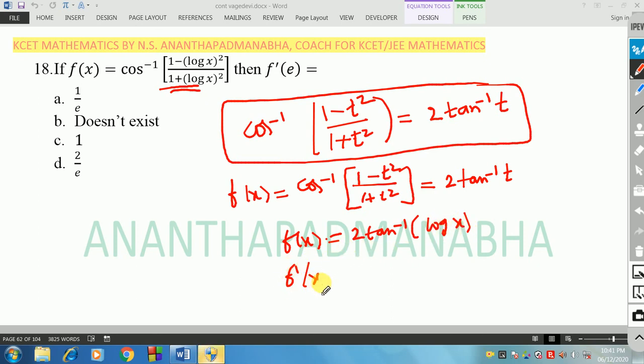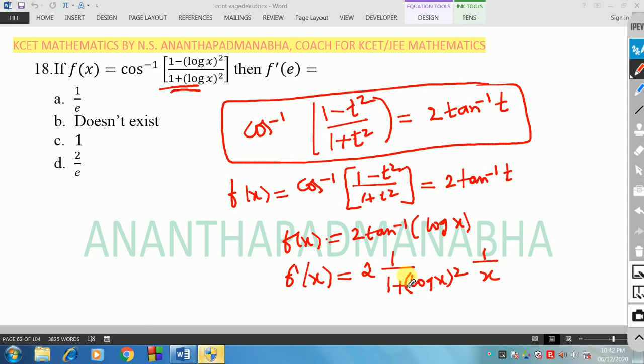Now f dash of x is equal to 2, which is a constant. Derivative of tan inverse x is 1 over 1 plus x square. In place of x I have log x. So therefore it is 1 over 1 plus log x whole square into derivative of log x, which is 1 by x.